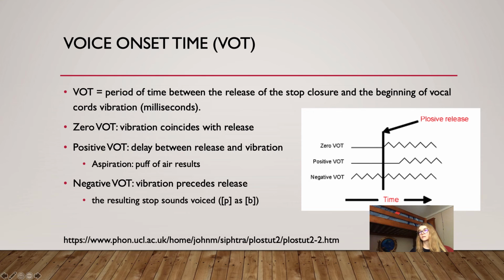We have that in English at the beginning of words for P, T, and K. 0 coincides with the release, and then negative is basically like a B. So if you vibrate your vocal cords like you're humming, and you try to make a P, it will sound like a B, because you can't make a sound P that has this negative VOT, where the vocal cords are already vibrating. Okay, a lot of detail. Take phonology if you want to do that.